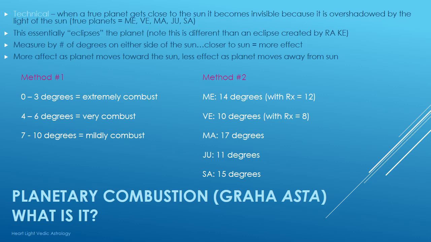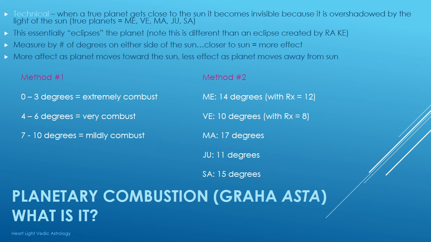I've been taught two different ways of measuring. The first one is a little bit easier to do, especially if you're working on the fly, interpreting a chart. So the first method is basically if the planet is 0 to 3 degrees on either side of the sun, it's considered extremely combust. There's a great effect from this phenomenon. If the planet is 4 to 6 degrees, it's very combust. If the planet is 7 to 10 degrees on either side of the sun, it's considered mildly combust. So again, the closer the planet is to the sun, the more effect this phenomenon will have.